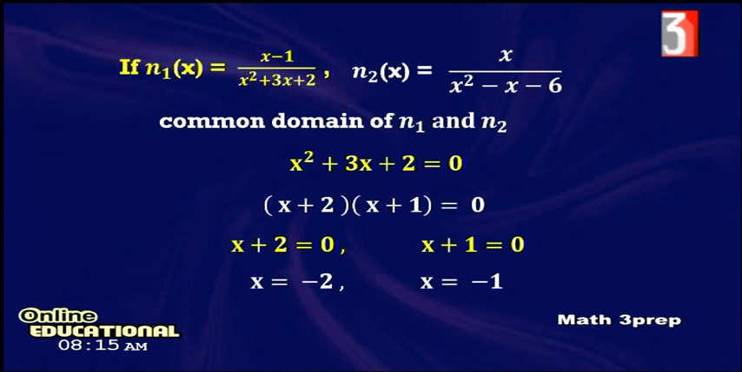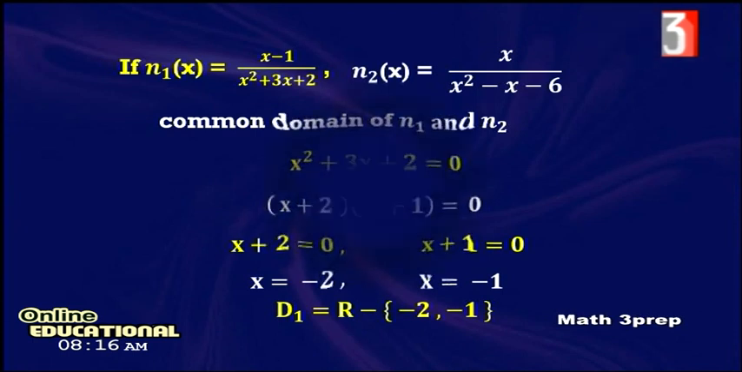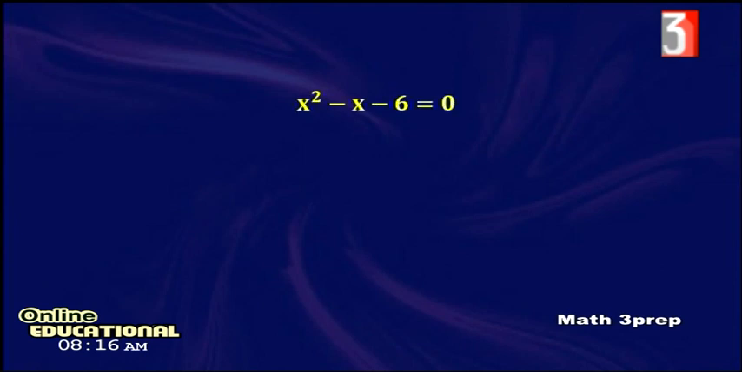In this case, we can say that Z of n1 is... we are going to find D1. It is R minus {negative 2 and negative 1}. This is the first part of the problem. What about the other part? Yes, to find the domain of n2, which is all the set of real numbers except the set of zeros of the denominator. So try to find the denominator, which is x squared minus x minus 6 equals 0. Try to make the factorization, x and x.